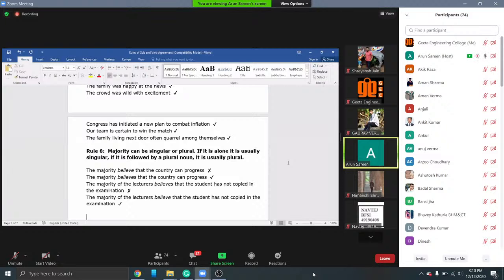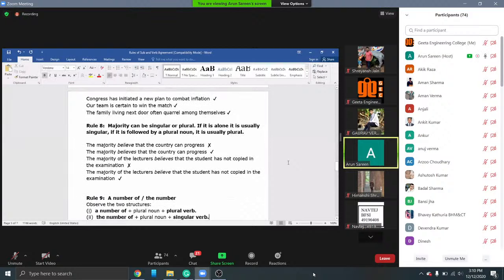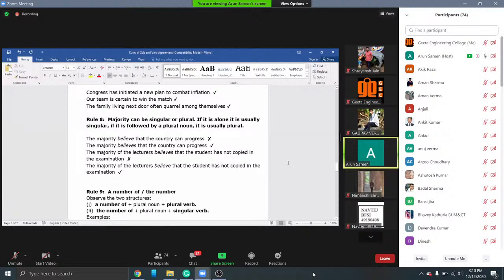So the majority believes that the country can progress, because majority refers to many people. Now he is giving us a wrong sentence: the majority of the lecturers believes that the student has not copied in the examination. How wrong this sentence is. When we are using the majority, we are also using lecturers, but we are using believes. It is wrong.